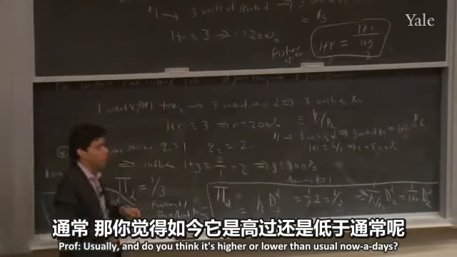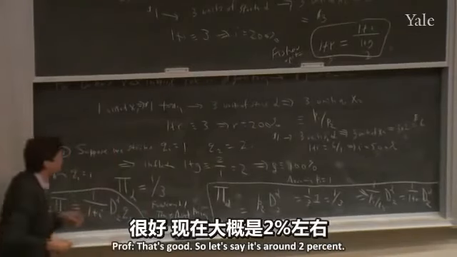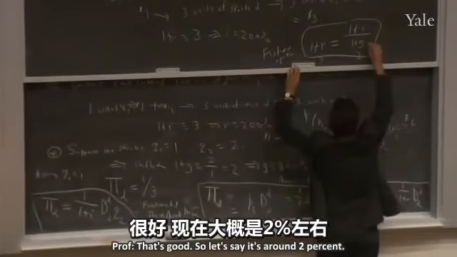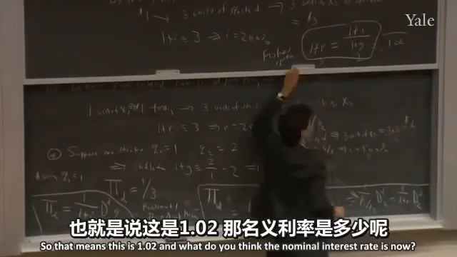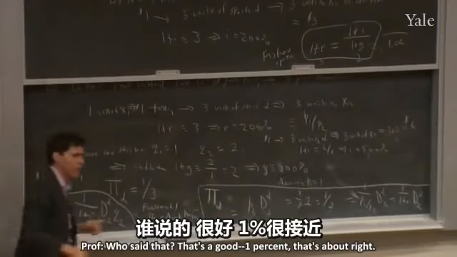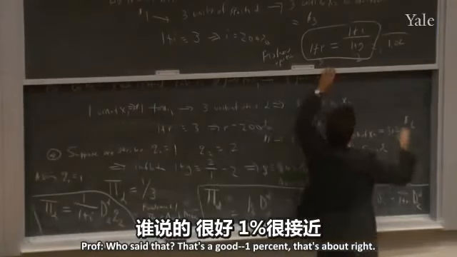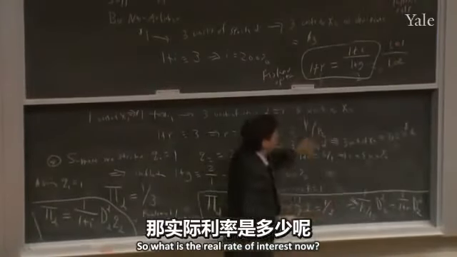Usually. And do you think it's higher or lower than usual nowadays? It's probably lower. Okay, that's good. So let's say it's around 2%. So that means this is 1.02. And what do you think the nominal interest rate is now? Who said that? That's a good 1%. Okay, that's about right.